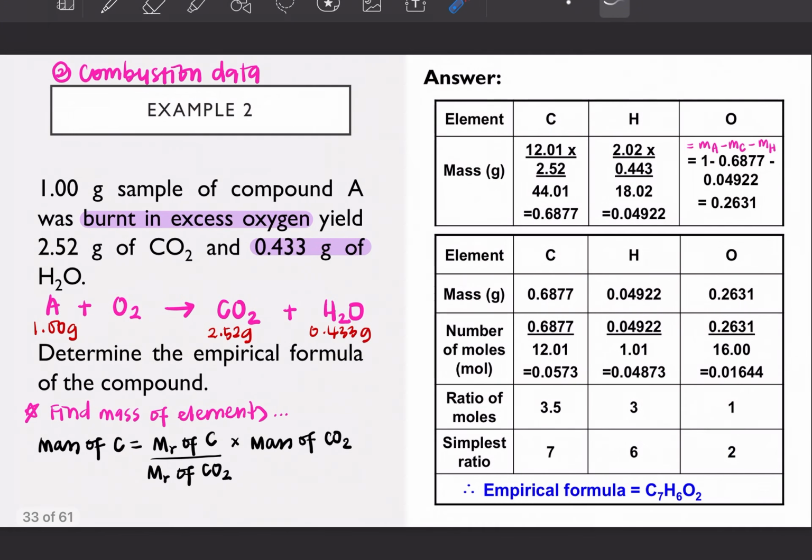Alright, next we are going to find the empirical formula and molecular formula by using combustion data. So why is it called combustion data? It is when your question sounds like this: 1 gram of a sample of compound A was burned in excess oxygen. Burning in excess oxygen is actually a combustion process, yielding 2.52 grams of carbon dioxide and 0.433 grams of H2O.